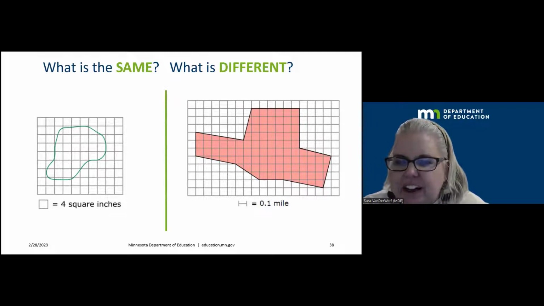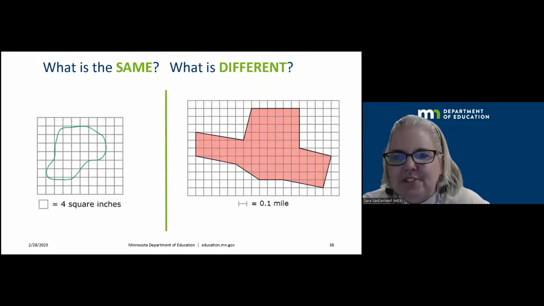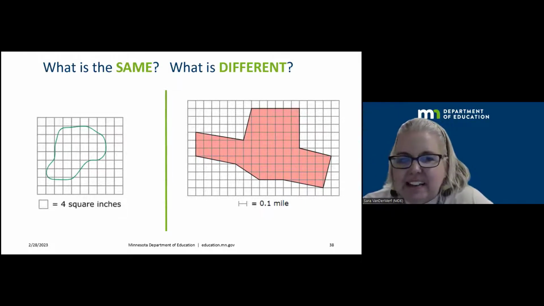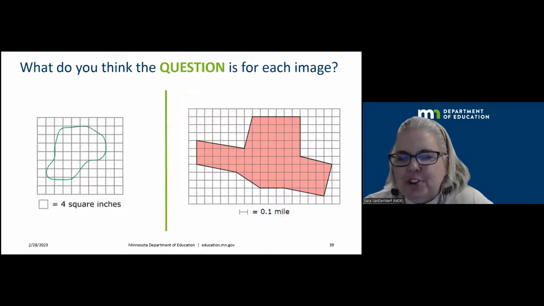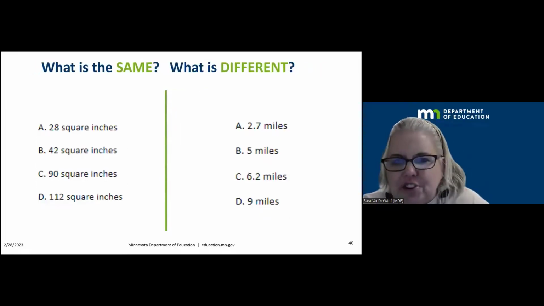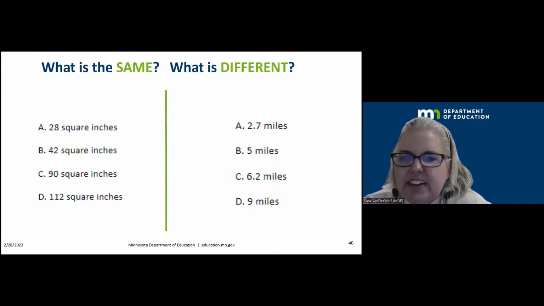Do you think the one on the left is perimeter and the one on the right is area? Ooh, so it's a little counterintuitive what they might be. And so maybe I don't give these pictures. Maybe instead I give you the answer choices. So if you go to the next screen, you'll see a different version that I could have done. I could have just skipped the pictures altogether and just given the answer choices to 2 problems and say to my students, hey, what's the same and what's different here?